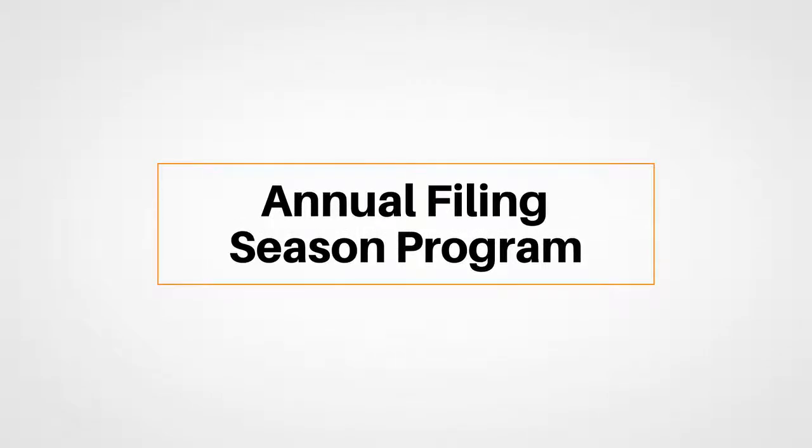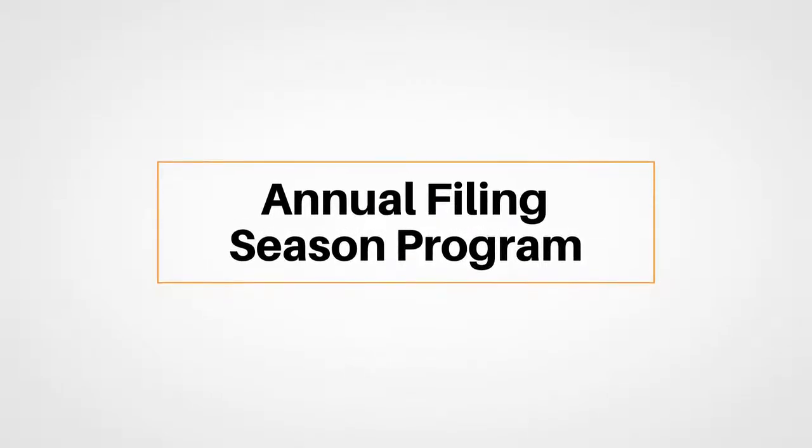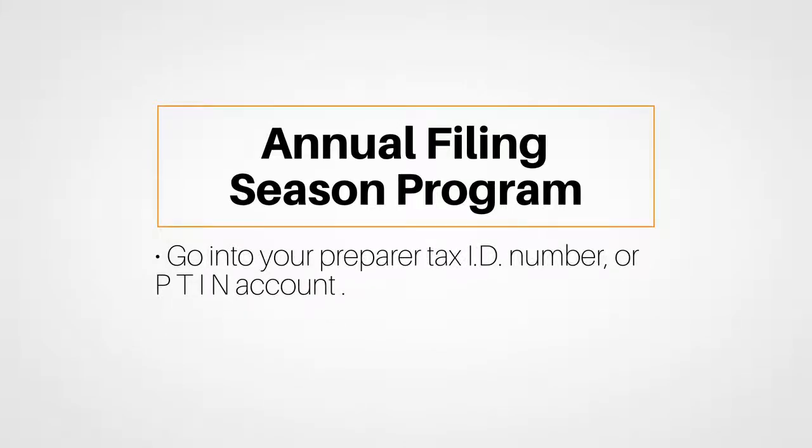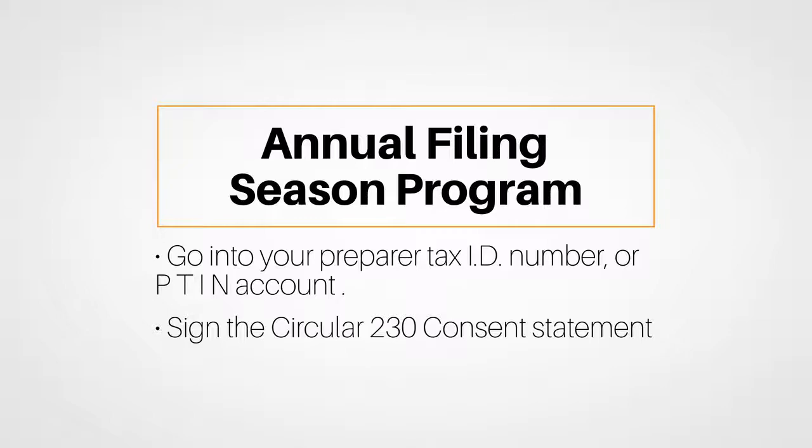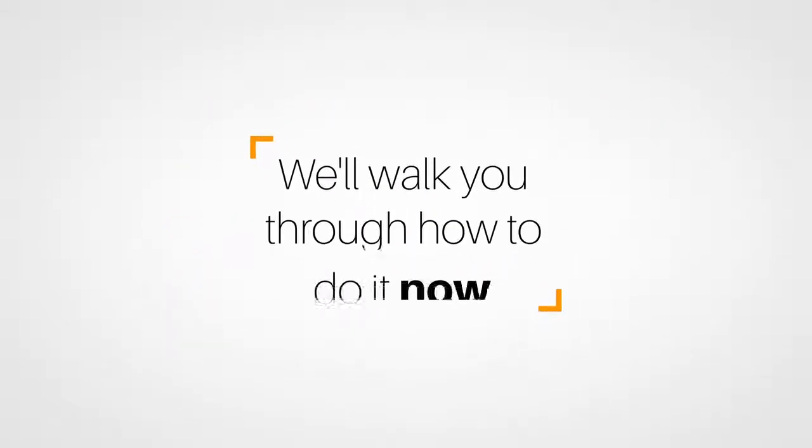In order to participate in the annual filing season program for non-credentialed returning preparers, you must go into your Preparer Tax ID Number, or PTIN, account and sign the Circular 230 Consent Statement. If you haven't done this already, we'll walk you through how to do it now.